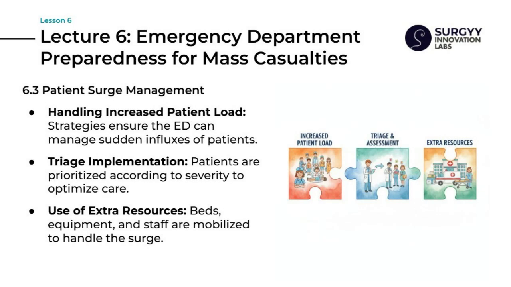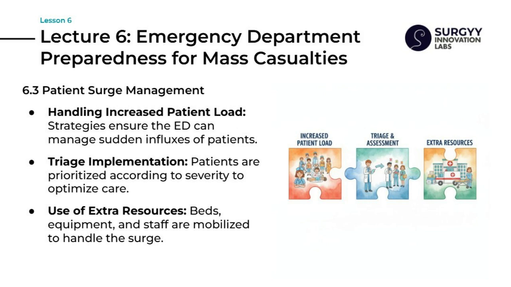Patient surge management is the subject of Section 6.3, focusing on the logistical challenges of a sudden patient influx. Handling increased patient load involves specific strategies that ensure the ED can manage sudden influxes of patients without the facility becoming overwhelmed. Triage implementation is a mandatory part of this process, where patients are prioritized according to the severity of their injuries to optimize care for those in greatest need.